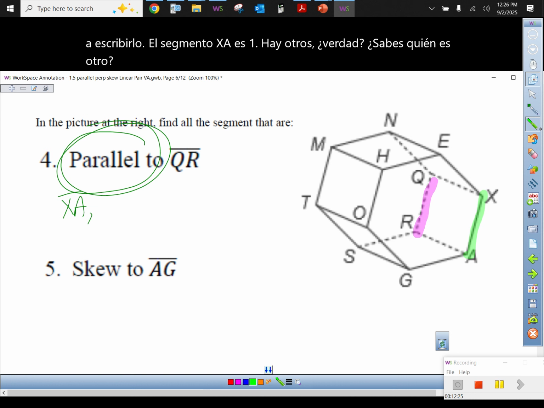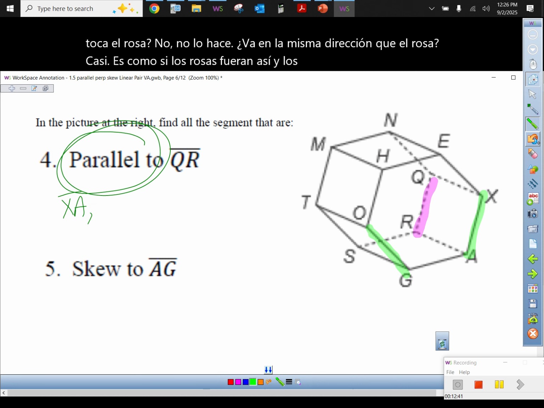OG. Is that what somebody said? Okay, let's try it. Does segment OG touch the pink one? No, it does not. Is it going the same direction as the pink one? Not quite. The pink one's going like this and the other one's going like that. So I like it. We tried. We're looking for parallel, right? So who's another one that goes in the same direction and doesn't touch it? I heard segment HO. Let's make sure we say segment. Segment OH, segment HO, however you want to call it. There's one more.